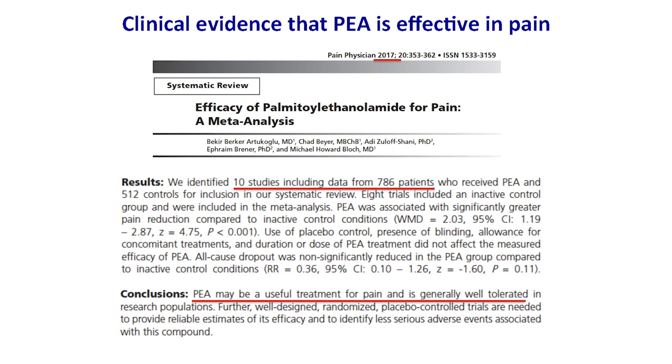These investigators looked back at the literature and asked the question, okay, how many clinical studies do we have on PEA, and compared the results. That's called a meta-analysis. And what they found: 10 studies, 8 of which they included in their report. I will spare you the gory details. I'll just go to quick conclusions. PEA, they concluded, may be a useful treatment for pain and is generally well tolerated.